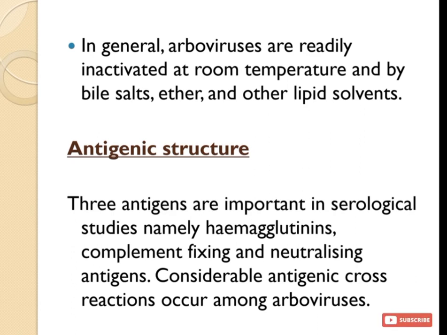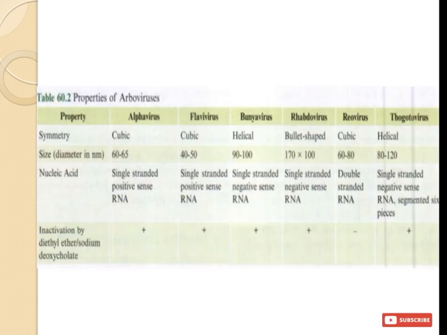Antigenic structure. Three antigens are important in serological studies, namely hemagglutinins, complement-fixing and neutralizing antigens. Considerable antigenic cross-reactions occur among arboviruses. Here is the list of properties of different arboviruses.